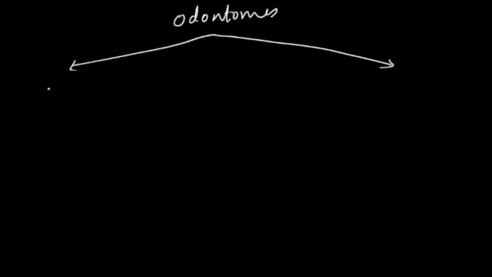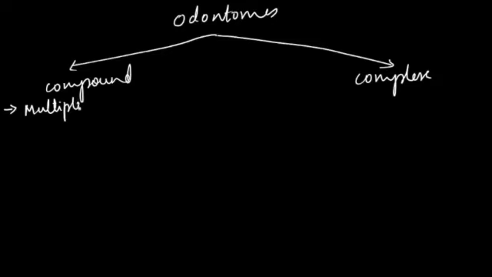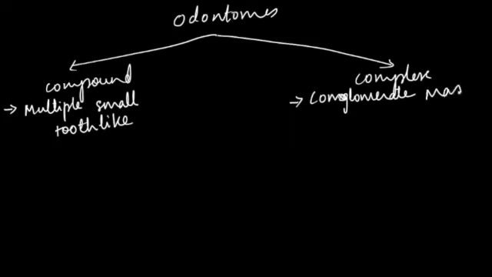These odontomes are further classified as compound odontome and complex odontome. Now, what are compound odontomes? Here we will see multiple small tooth-like structures in the lesion, whereas in a complex odontome, it will be a conglomerate mass of calcified material, which is composed of enamel, dentin, etc. Compound odontome is most commonly seen in association with the anterior maxilla, whereas complex odontome is in the posterior region of either jaw.